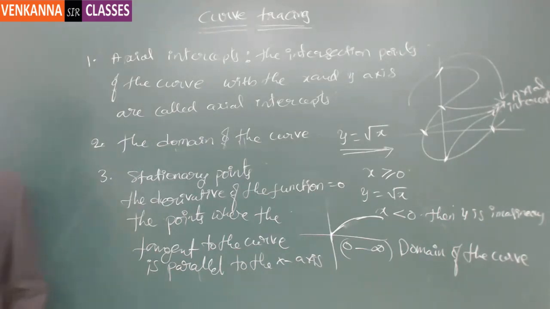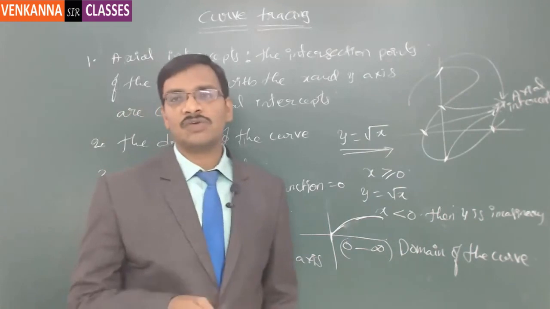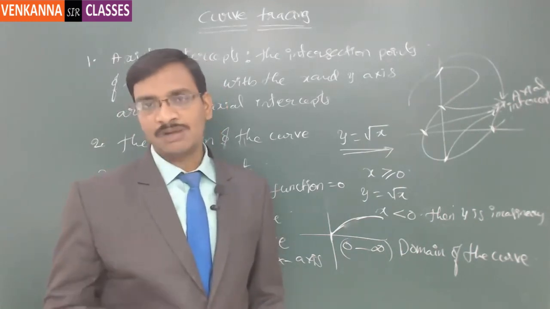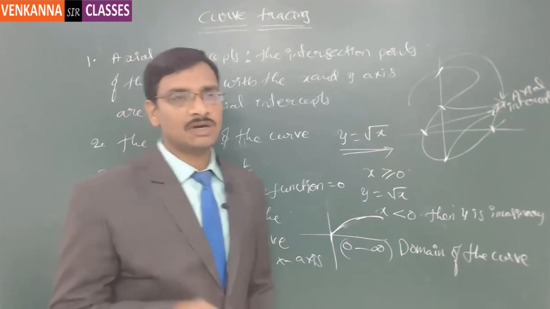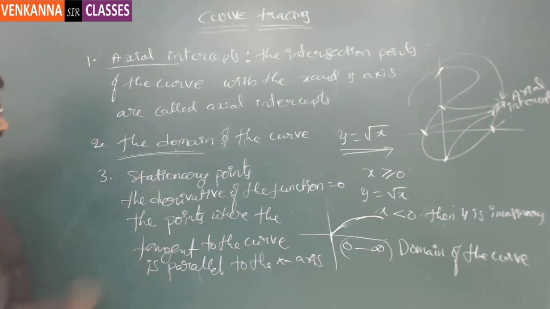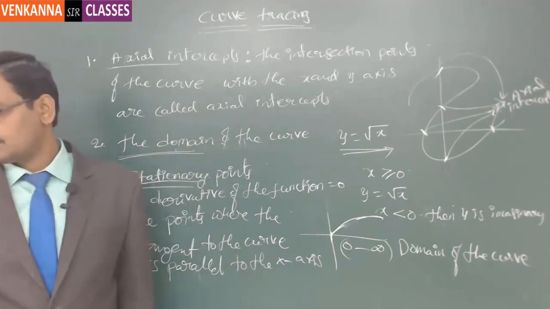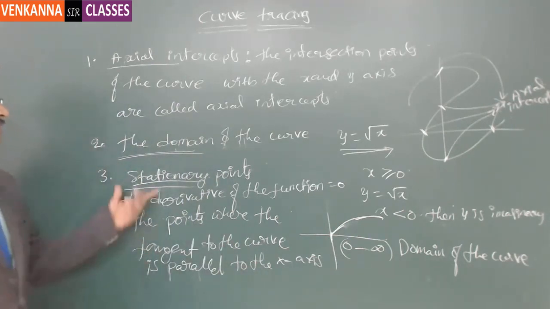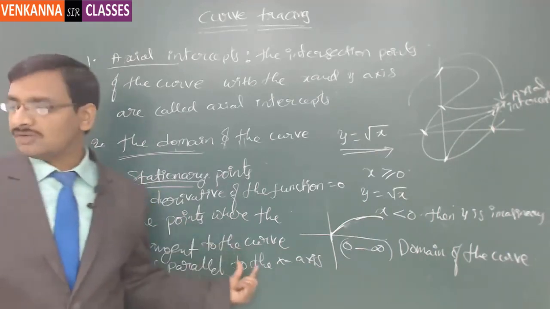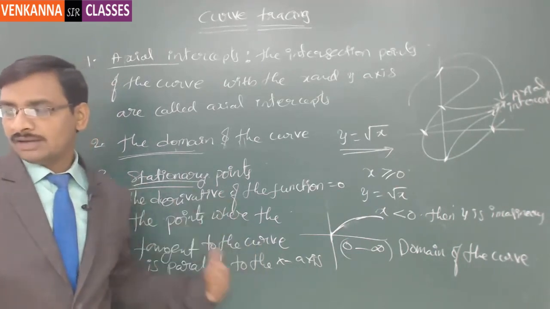So you can just go through the video. I just started curve tracing. By curve tracing, we mean identifying the important aspects of the curve. The important aspects are the axial intercept, the domain of the curve, and the stationary points. These are the three points we just discussed. Got it? So this is the stationary point where the tangent to the curve is parallel to the x-axis, which means maximum and minimum points; we calculated these stationary points.